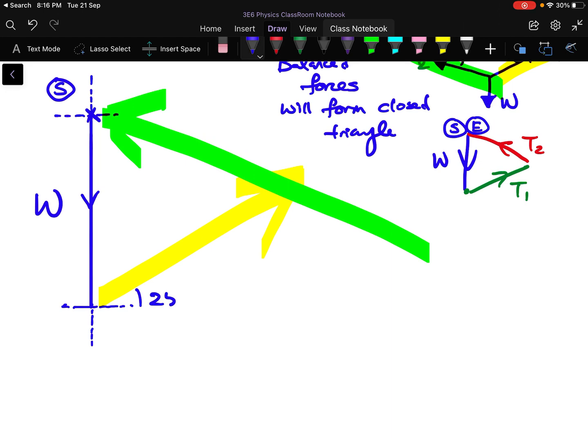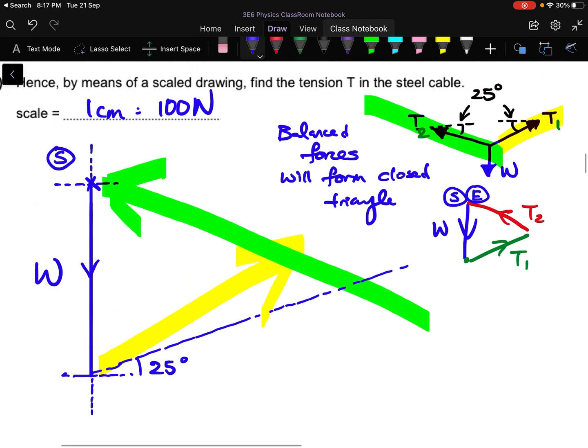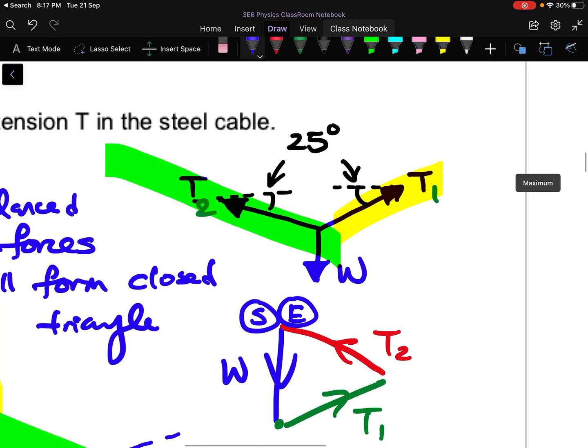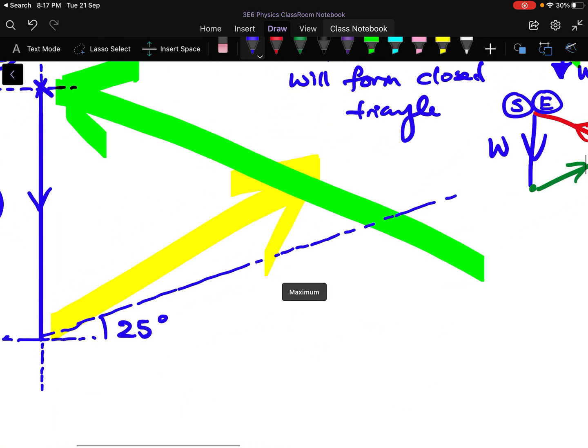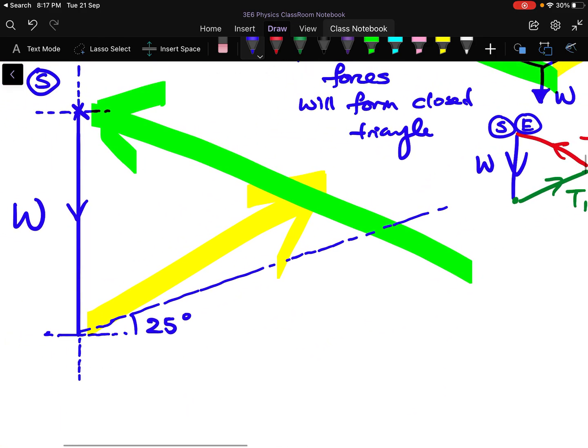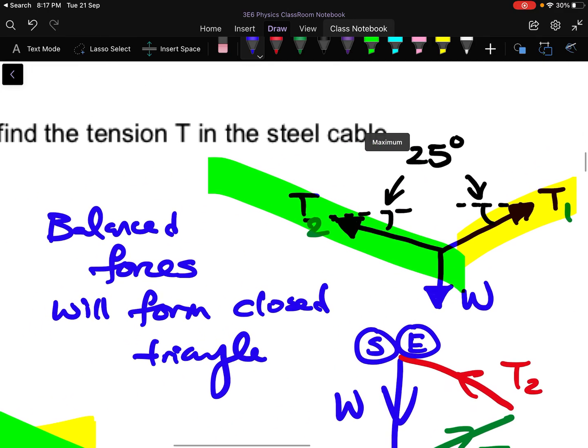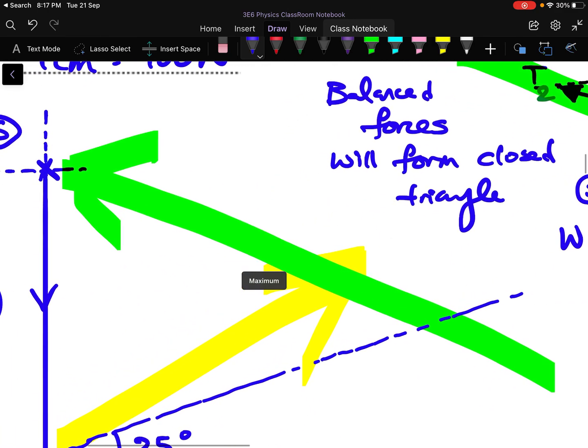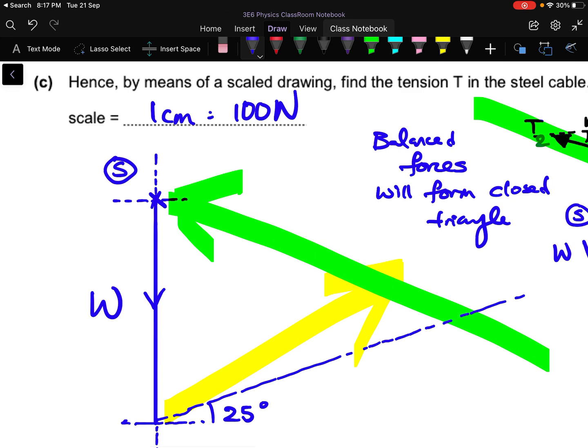I don't have a ruler, so I will just measure 25 degrees. Once I do that, I will use a ruler and sketch. For T1, I do not know its magnitude, meaning that I do not know where it will end. But I know that the third force, T2, will bring me back to the start point. So I know that I'm going to draw a line here, but I need to know this angle.